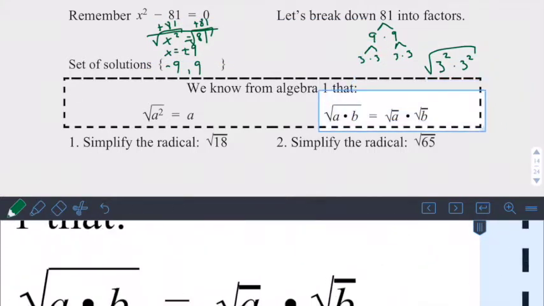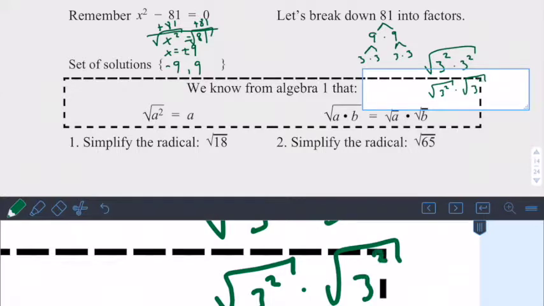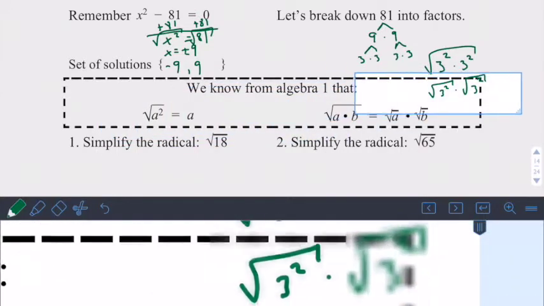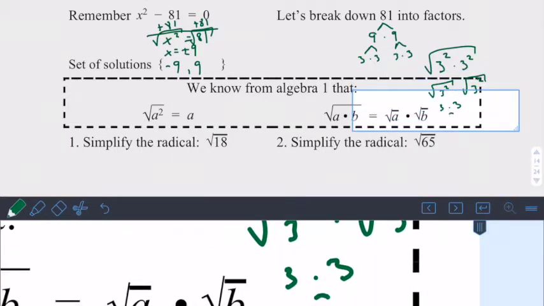And I can break this up using this property. So I get square root of 3 squared times square root of 3 squared. And from this property, we can say this is 3 times 3. They cancel out, which gives us 9. All right, so that's the idea. I'm going to do that again.